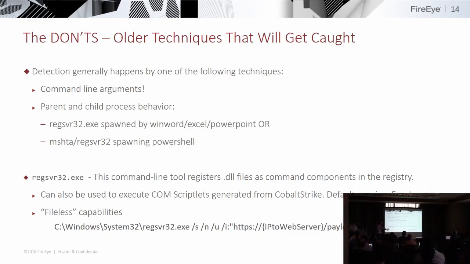So if you notice, I mentioned command line arguments. This right here is the simple command that you can use with regsvr32 to execute, in this case, an SCT file, which is otherwise known as a scriptlet file. And that contains things like VBS. It could contain JScript. We like to use .NET to JScript to execute our shellcode within these SCT files.